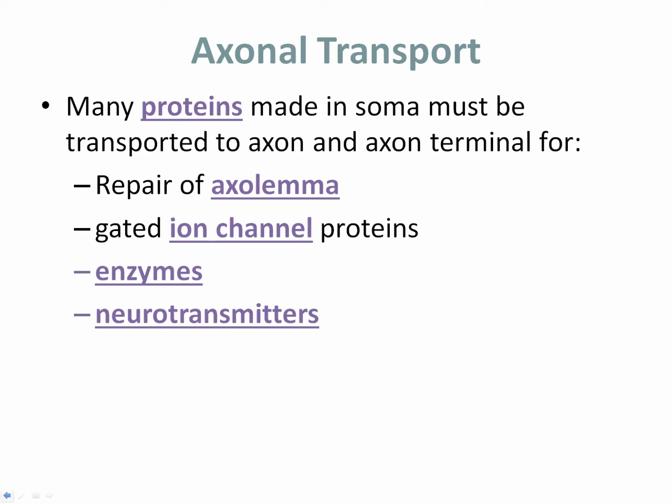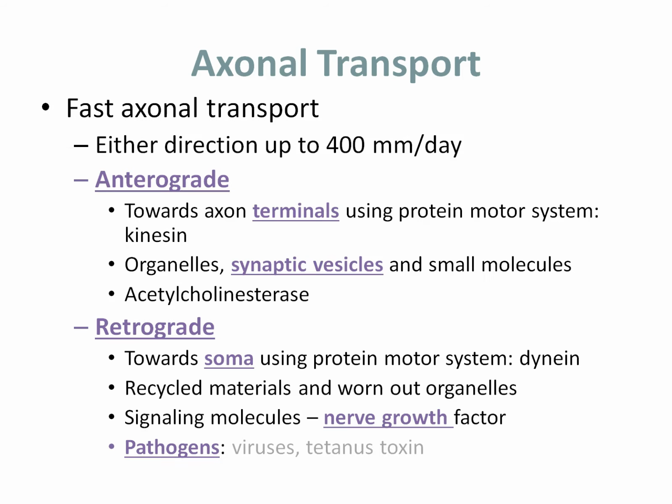Axonal transport is the way that we move things from the axon terminal to the soma and vice versa. All of our proteins are made in the soma, so these have to somehow be transported to the axon and axon terminal. The reasons we might need these proteins in the axon are to repair the axolemma, or cell membrane, of the axon. We may need more gated ion channel proteins. We may need enzymes or neurotransmitters.